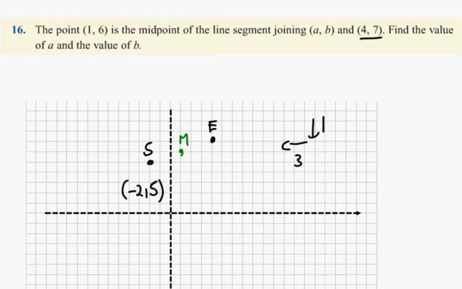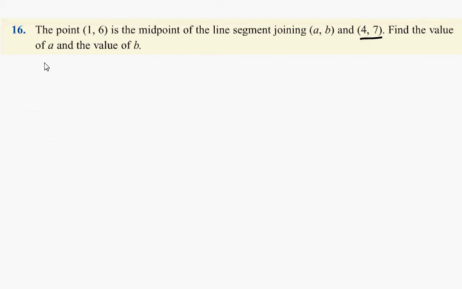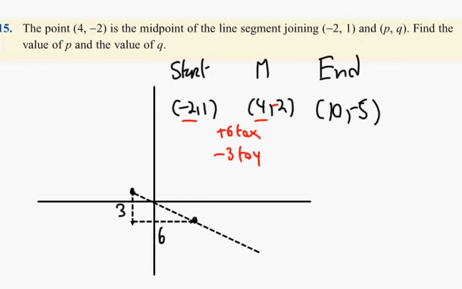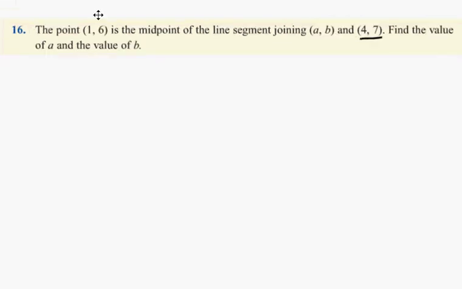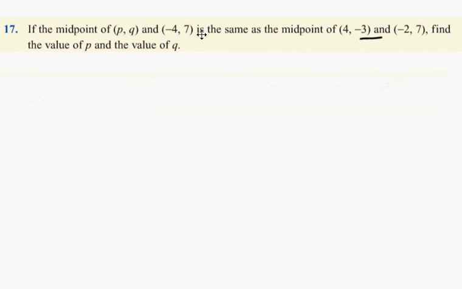Now, what I didn't get around to was doing question 17, so I did 15. What is it at the moment? 15, 16, and now I'll do 17. So 17, guys. If the midpoint of PQ and minus 4, 7 is the same as the midpoint of 4, minus 3 and minus 2, 7, find the value of P and the value of Q.